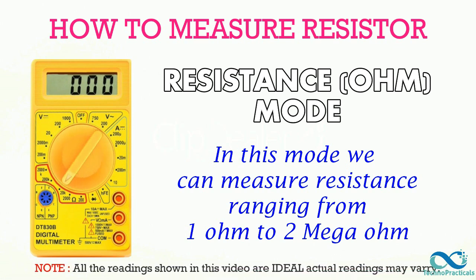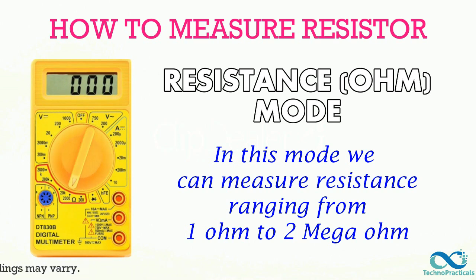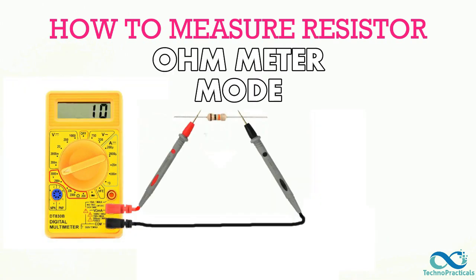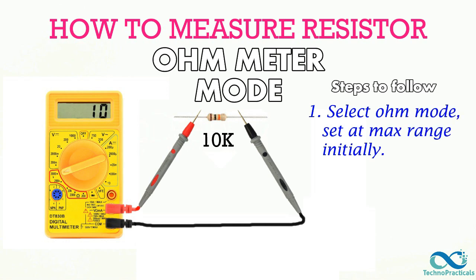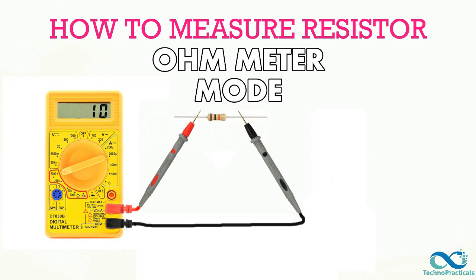In resistance mode, we can measure resistance ranging from 1 ohm to 2 megaohms. So now let's see an example of how to measure resistance. Considering a 10K resistor, follow these steps. Select ohm mode at the maximum range initially. Make the connections for the resistor as shown in this image and observe the readings.